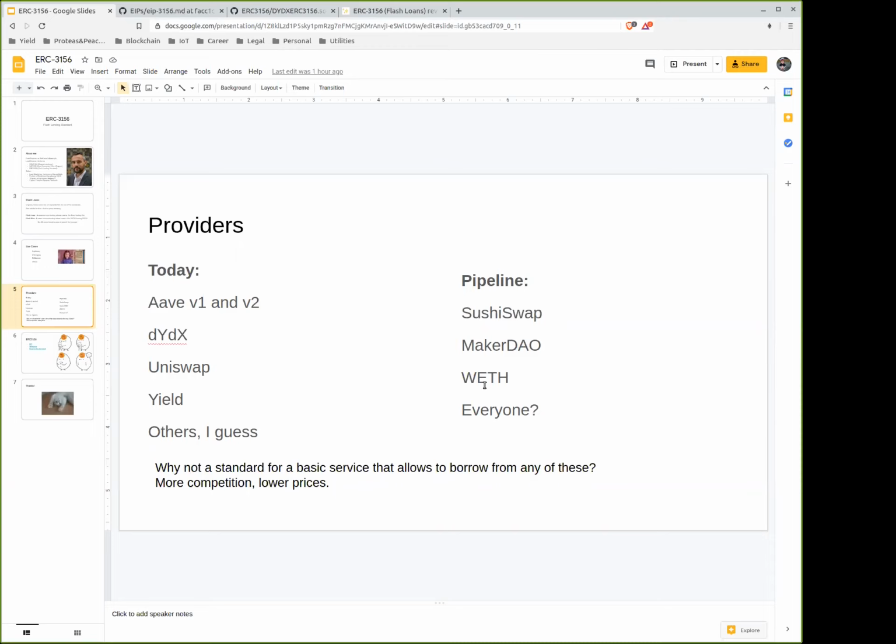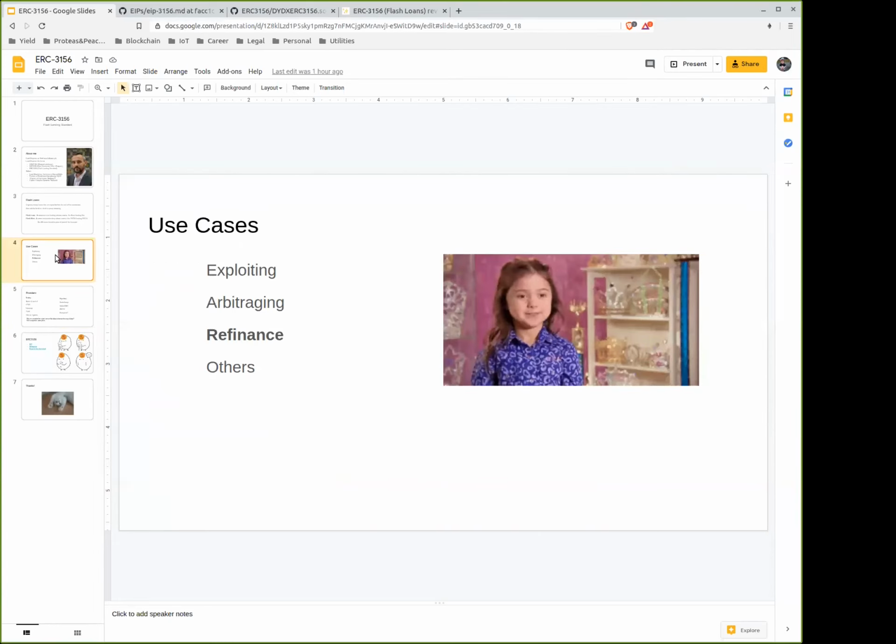I actually wanted to circle back to something that you mentioned before about refinancing and maybe try and zoom in on that a bit. I had a bit of trouble understanding myself about exactly how a flash loan could be used to make refinancing easier or better done. Could you explain it a bit more?